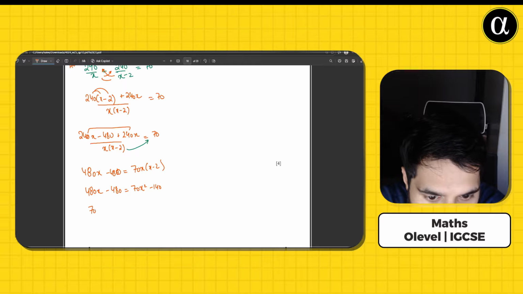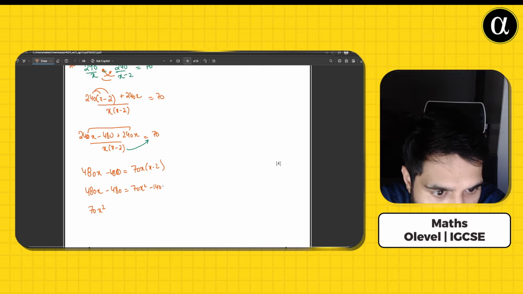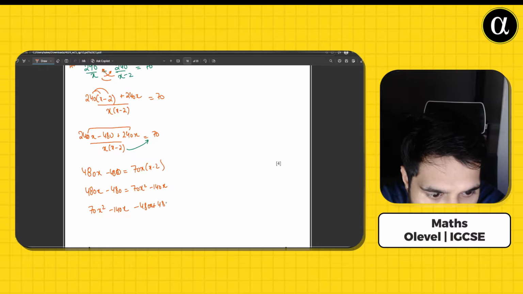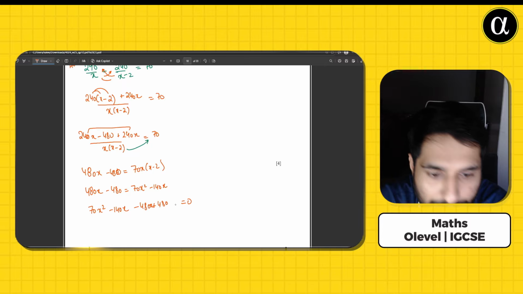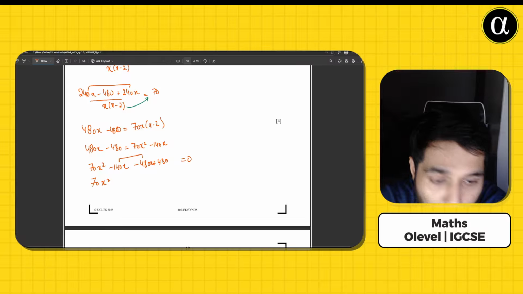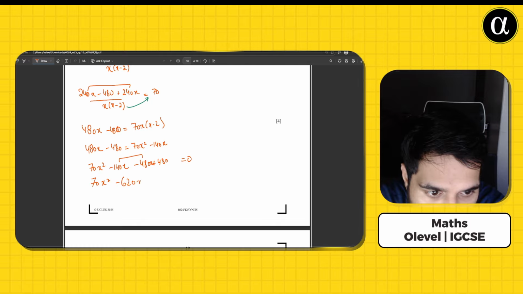It's going to be 70x square. So 70x multiplied by this would be 140x. Apologies. All right, so this is going to be 70x square minus 140x, minus 480x from the left hand side, and plus 480 from the left hand side as well. So this is what we're going to get, and this should be equivalent to 0. When we add these together, this should be 70x square, and minus and minus, so that would be 140 and 480, which is 620. So this should be minus 620x plus 480 is equal to 0.